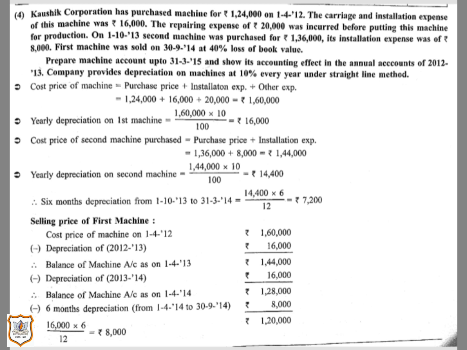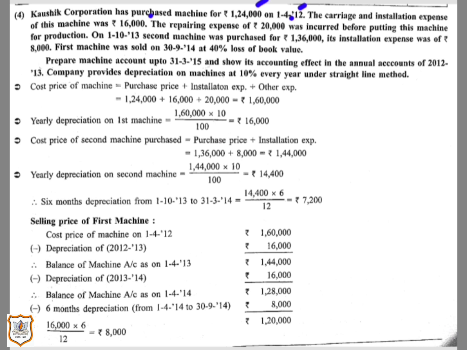Today we are going to do question number 5. Here is the question. Kaushik Corporation has purchased a machine for rupees 1,24,000 on 1st April 2012. The carriage and installation expense of this machine was rupees 16,000. The repairing expense of rupees 20,000 was incurred before putting this machine for production.